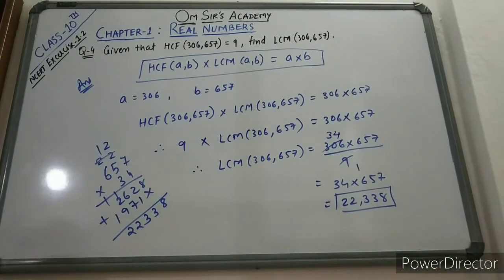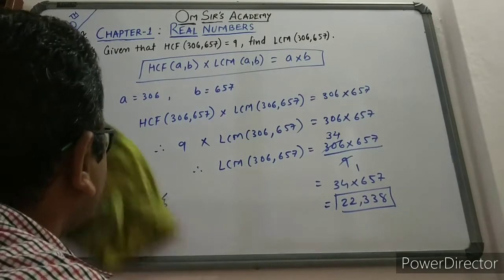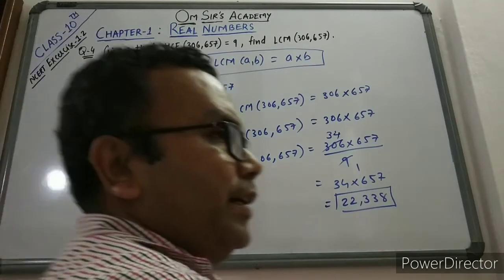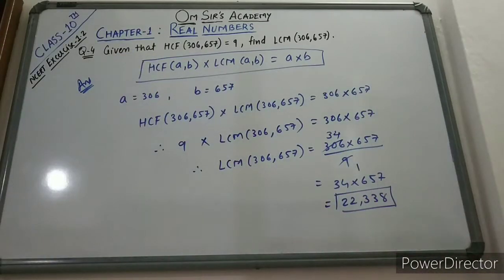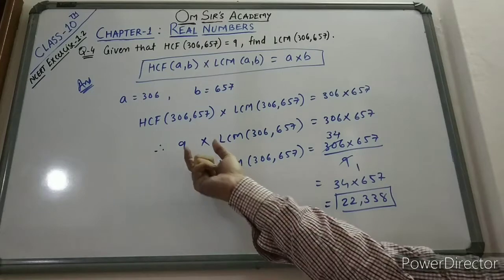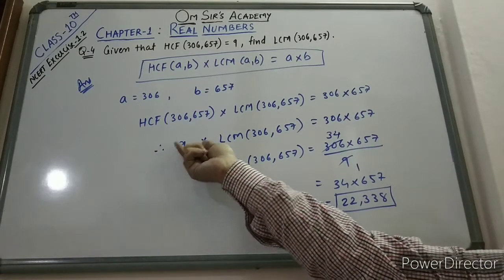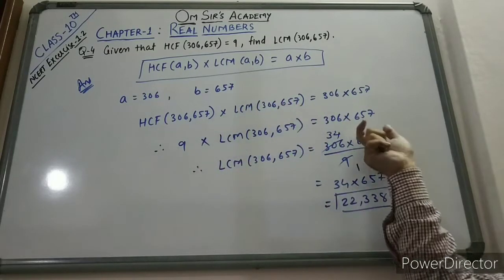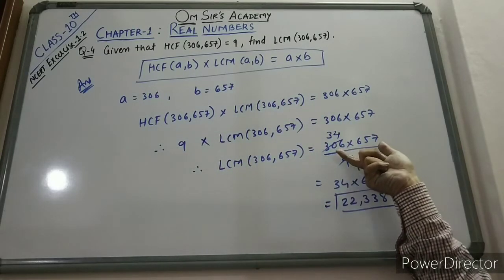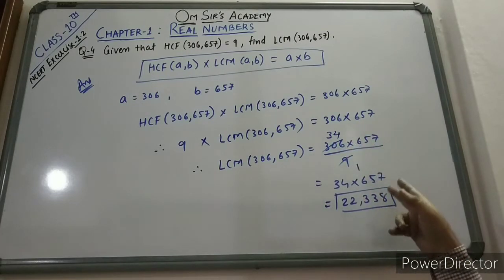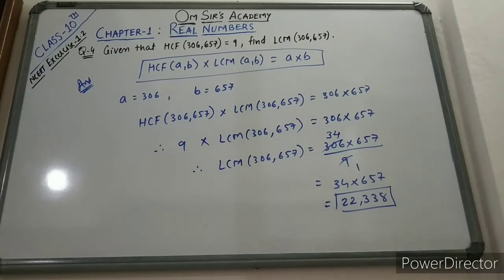Is it clear, friends? So we used that relationship between HCF, LCM and the two numbers. It is very easy to understand. We just substituted the value of HCF. Instead of HCF we kept 9, and then we took this 9 to the other side. It got divided with these two numbers. So these two numbers divided by 9, we got the answer: 34 into 657 is 22,338. Okay, friends. Now we move to the next question 5.